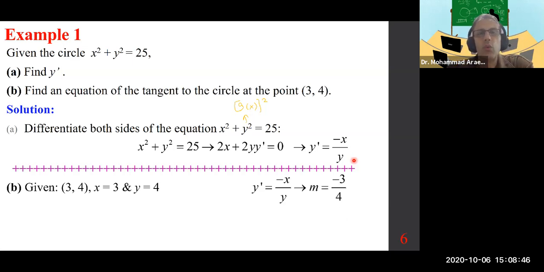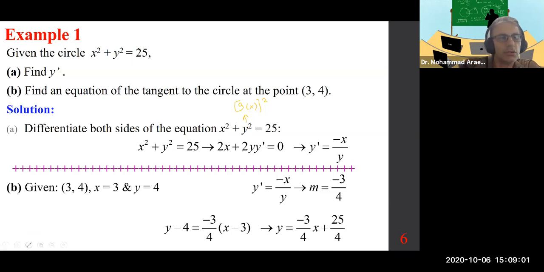Y minus y1 equals m times x minus x1. That's a very simple case of a point slope. And we can come up with the answer. I'm assuming we know how to do this. Just quickly showing you.